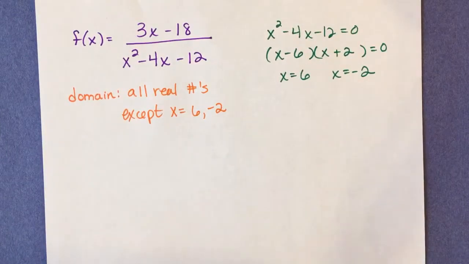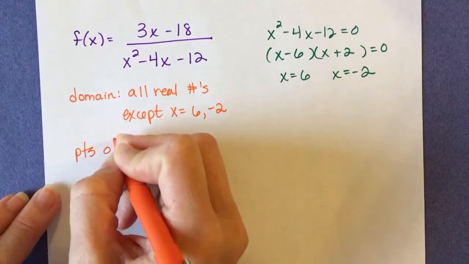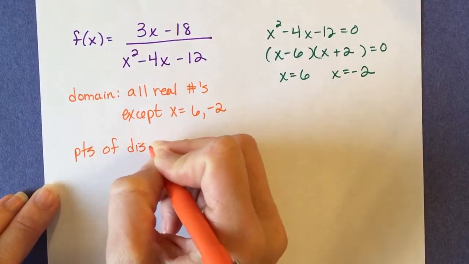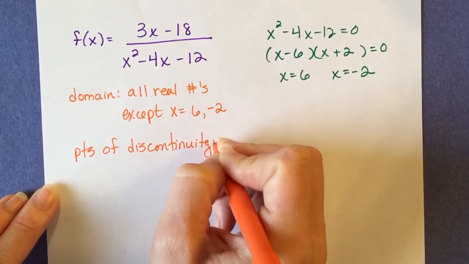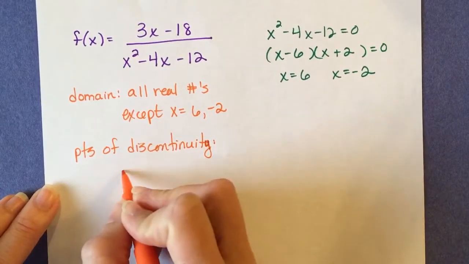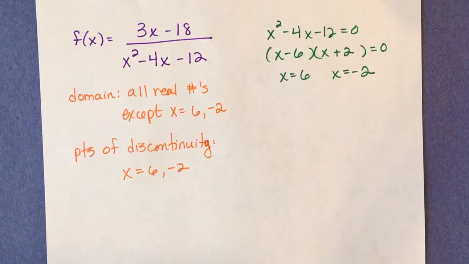Now, that's also, remember, going to tell you about your points of discontinuity. Anything that has to be left out of the domain will also be points of discontinuity. So that would also be x equals 6 and x equals negative 2. Now, we're also going to talk about removable and non-removable that we did a while ago, but if you look back in your notes, you basically figure that out by the vertical asymptotes and the holes. So we need to next actually figure out vertical asymptotes and holes.